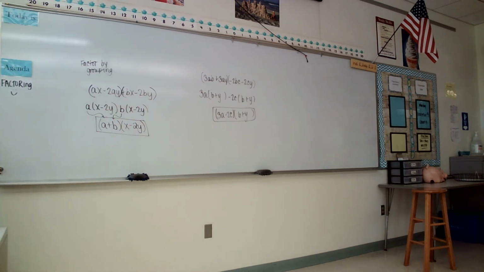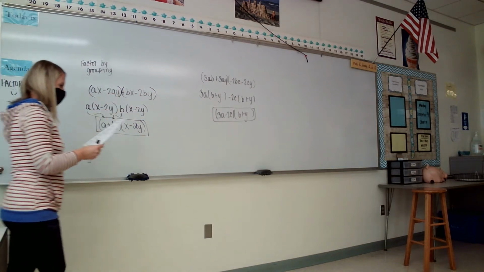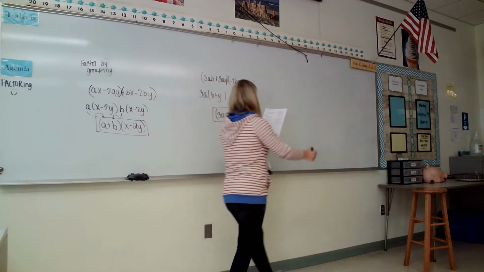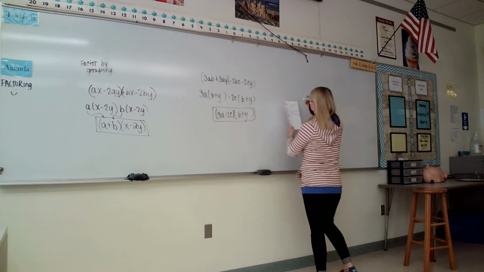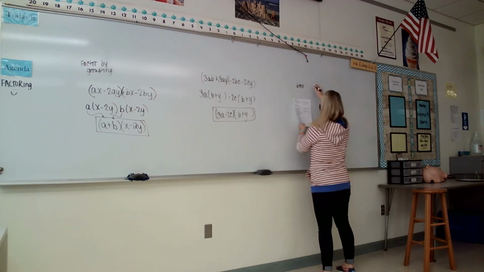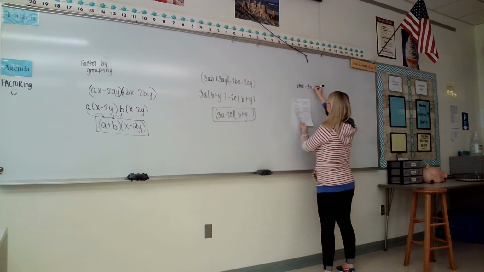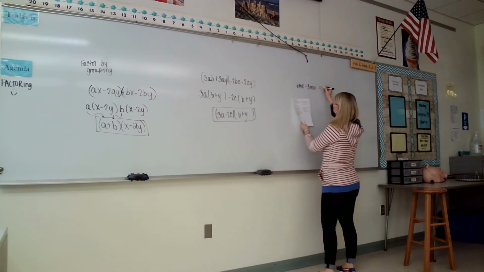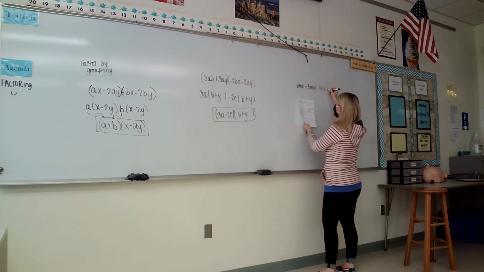Oh my gosh, papers everywhere. Sorry, I'm losing my mind here. Where did I get that? Okay, here it was. 6m minus 3x.